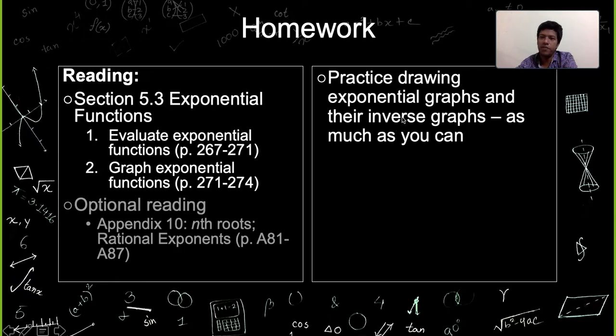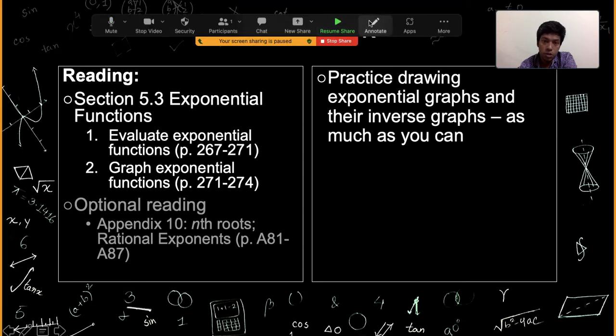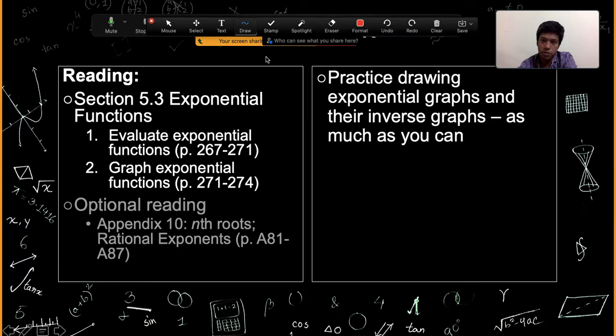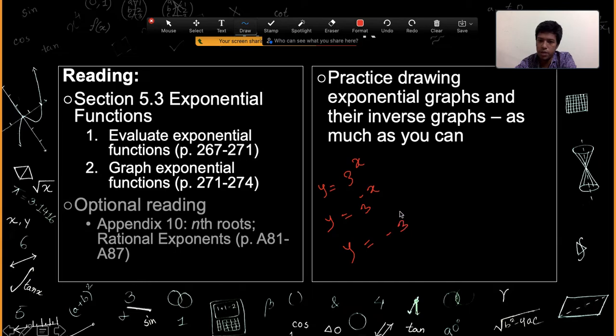A lot of exponential function graphs. Let me give you some examples. Exponential function graphs, a lot of exponential function graphs. Suppose you try to draw y equals 3 to the power x. Then y equals 3 to the power minus x. Draw the graph of this. Y equals minus 3 to the power x. Y equals minus 3 to the power minus x.